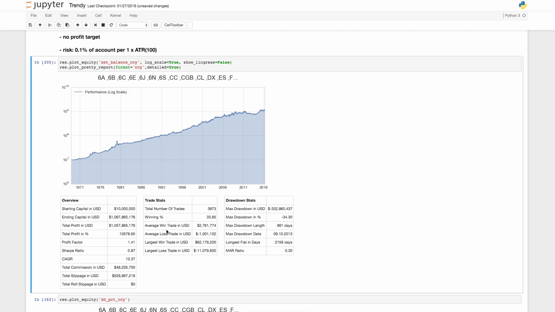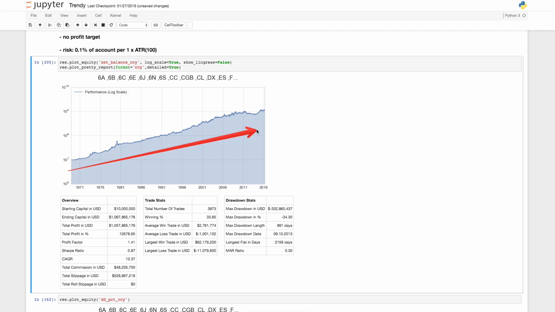As expected, the average win trade is much bigger than the average loss trade. Same is true for the largest win trade and the largest loss. The maximum drawdown, with about 34%, is well within what I try to achieve here, with a very low risk of 0.1% per position adjusted to the volatility. Overall, we made a profit of over 10,000%.